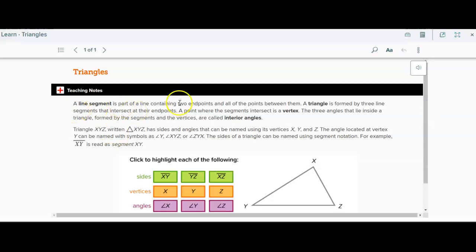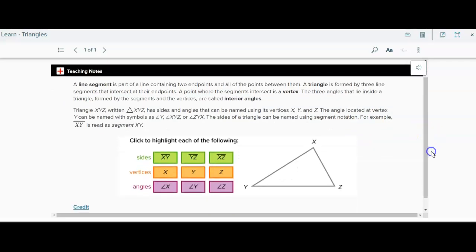First, a line segment is a part of a line that contains two endpoints and all the points in between. For instance, this is a line segment. It's not a whole line. Lines continue indefinitely, actually. So anytime we cut off a line with two endpoints, that's called a line segment. A triangle is formed by three line segments.